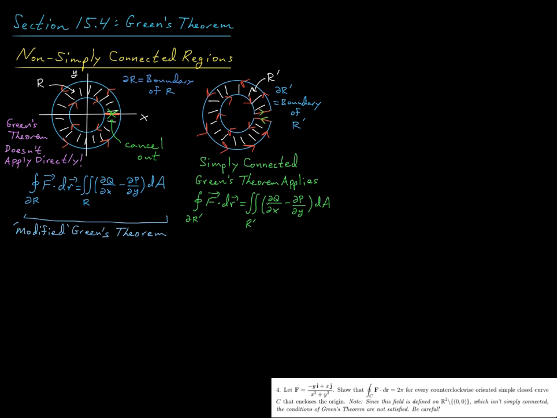And what this result for this modified region will result to for our original region R is that the line integral of our vector field F over the boundary, so over this outer blue circle combined with this inner blue circle, will equal the double integral over the region R of this same quantity, partial q partial x minus partial p partial y. I'll refer to this as the modified version of Green's theorem.